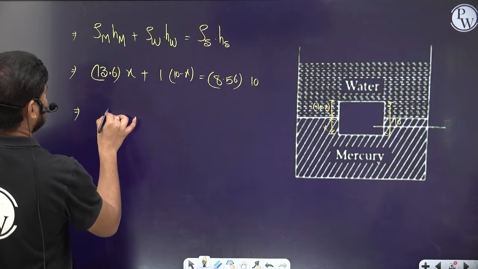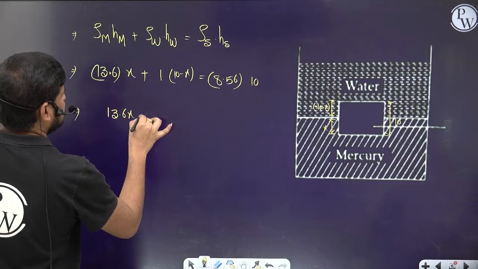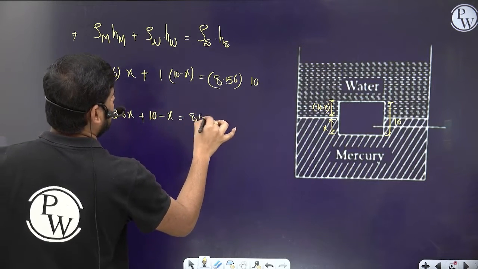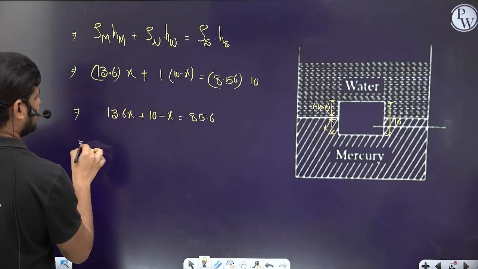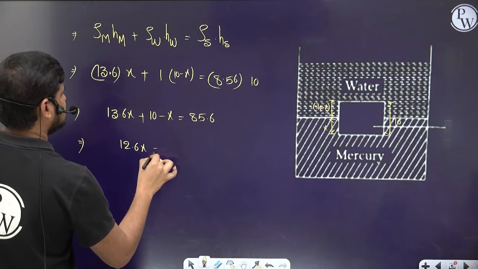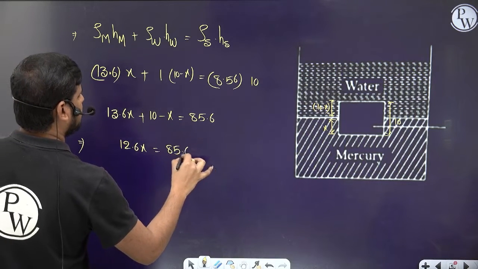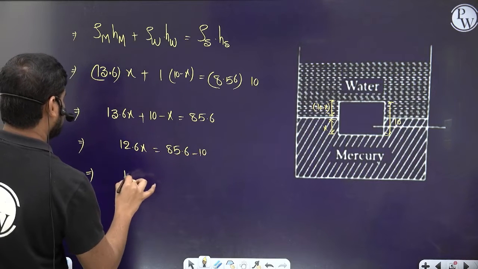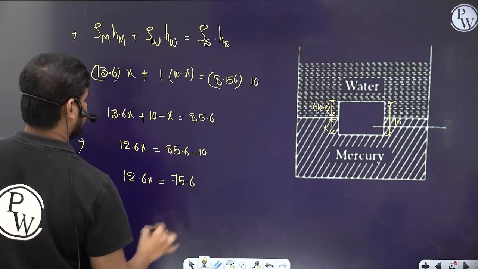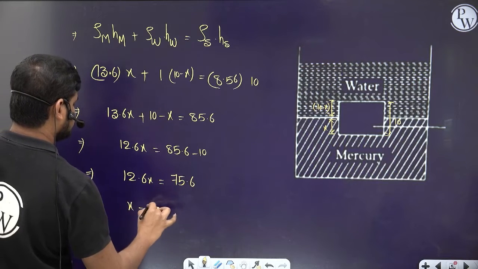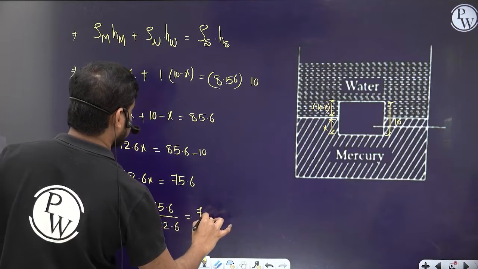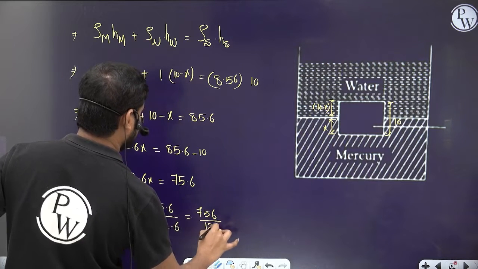Now let's calculate. 13.6x plus 10 minus x is equal to 85.6, just multiplying with the 10. Here 13.6x minus x, so 12.6x is equal to 85.6 minus 10. So 12.6x is equal to 75.6. From here x is equal to 75.6 by 12.6, which I can write as 756 by 126.